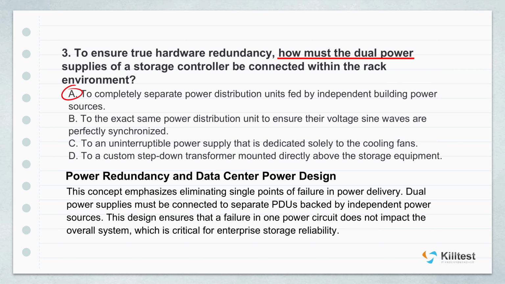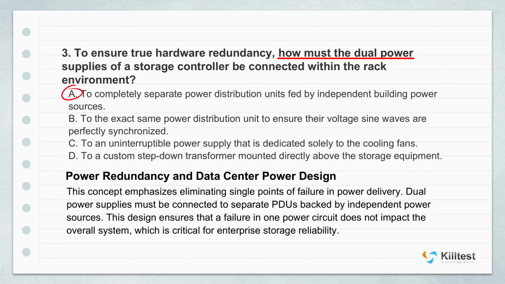Isn't option B fine? It is absolutely not fine, and that is exactly the trap the exam wants you to fall into. It doesn't matter how expensive or robust that single PDU is. If it has a manufacturing defect and shorts out, or if someone accidentally unplugs it from the wall, your entire system goes down. Ouch. Yeah. Relying on the exact same PDU violates the core principle of eliminating single points of failure.